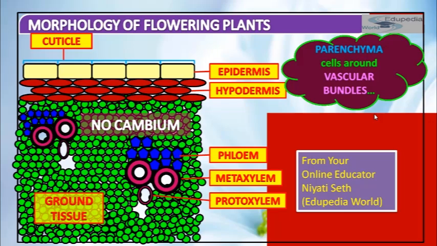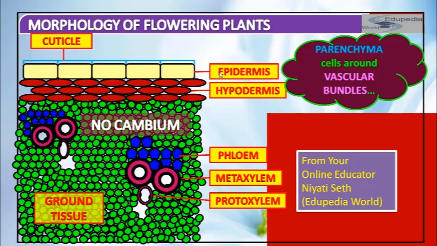In the phloem, only sieve tubes and companion cells are present; phloem fibers and phloem parenchyma are absent, students, in case of monocot stem. For example, maize. So this was how it is.